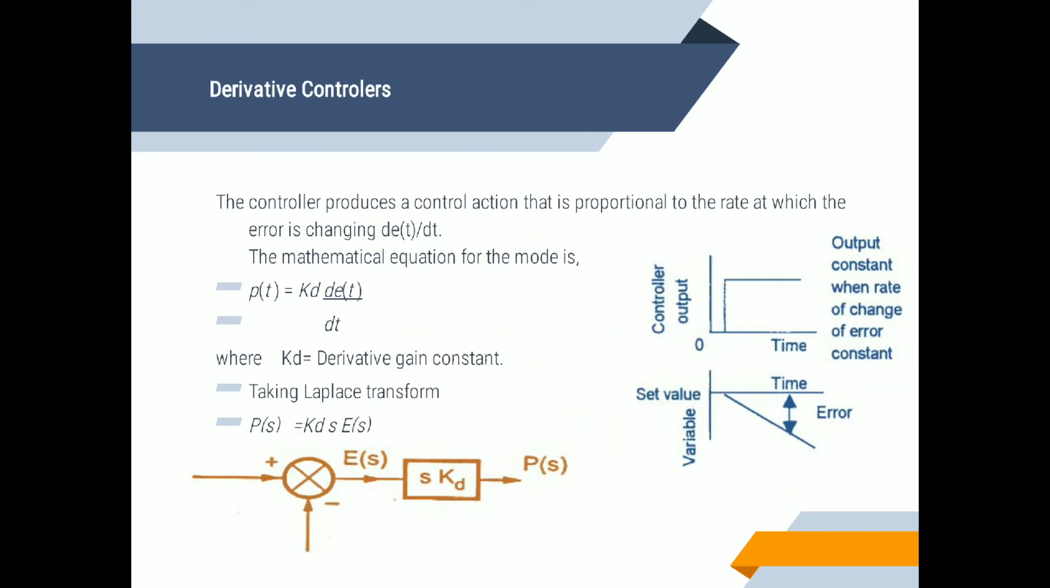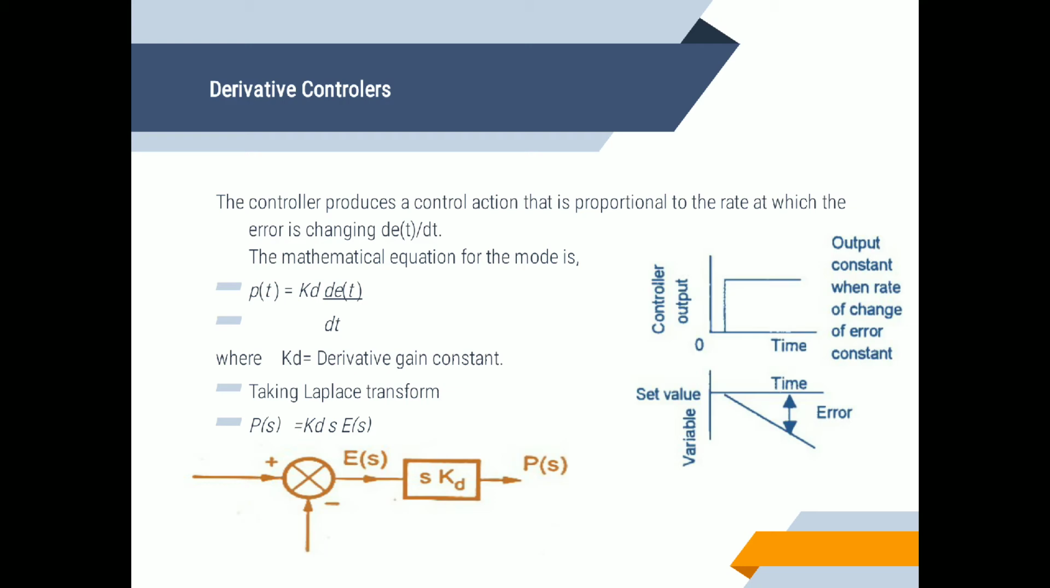Next is the derivative control action or derivative controller. In a derivative controller, the output of the controller depends on the rate of change of the actuating error signal e(t), given as p(t) = Kd de(t)/dt. If Kd is the derivative gain constant, then we have P(s) = Kd s E(s), so P(s)/E(s) = Kd s.